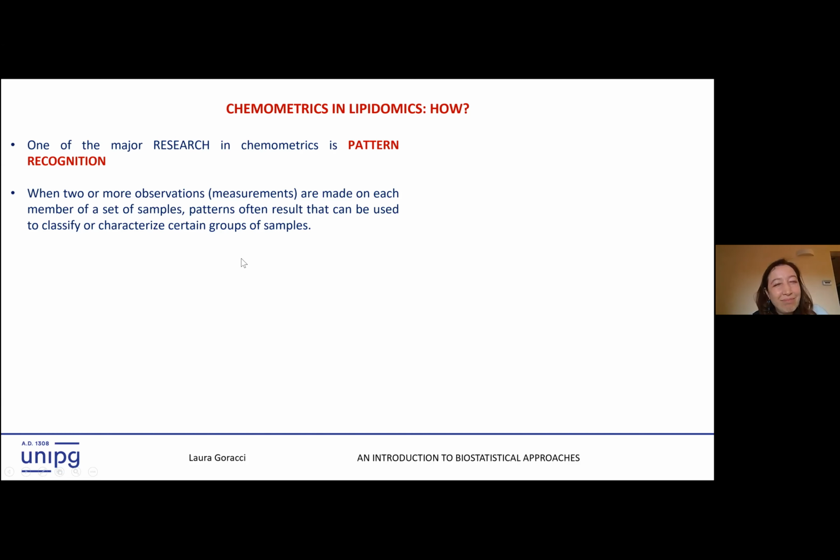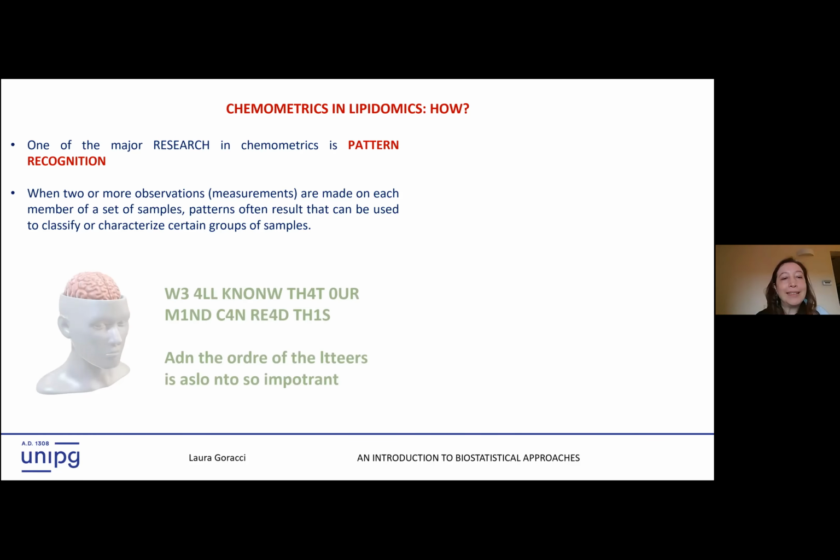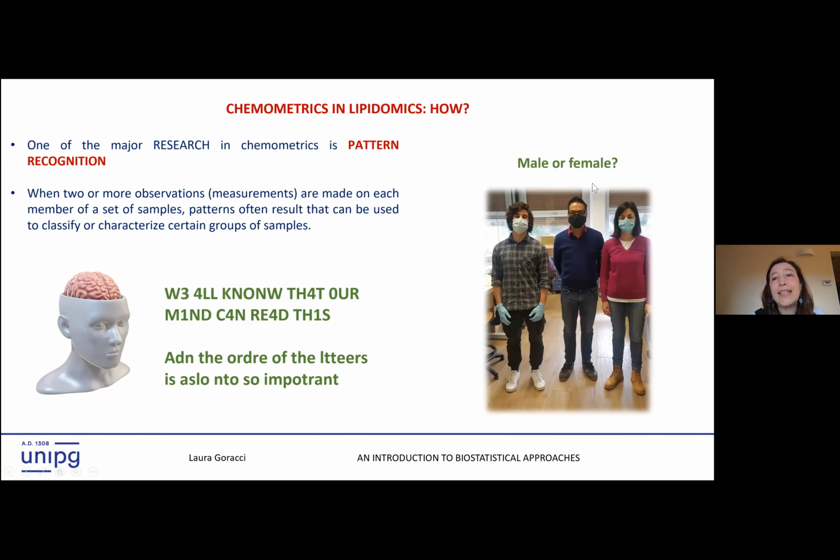This seems a very strange definition, but this is actually how our brain works. So if you try to read these 2 sentences, I'm sure you can. We all know that our mind can read this, and the order of the letters is also not so important. Although these are terribly written, I wrote this myself, our brain is able to read it because it is using patterns. It is not important to have all the letters in place. We are extracting what is in the text.